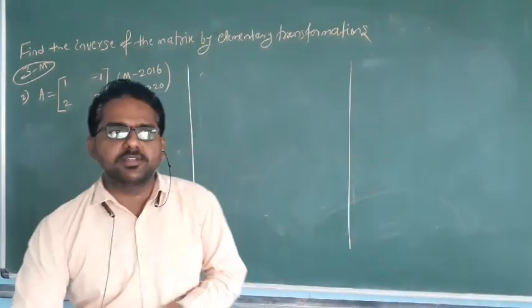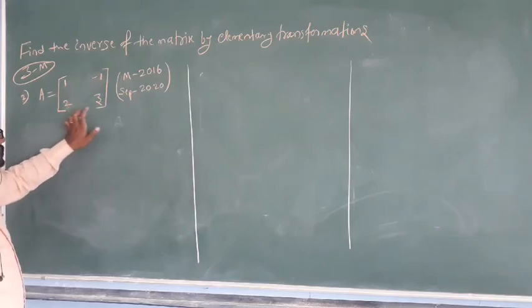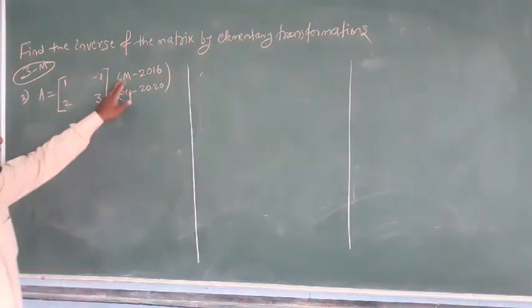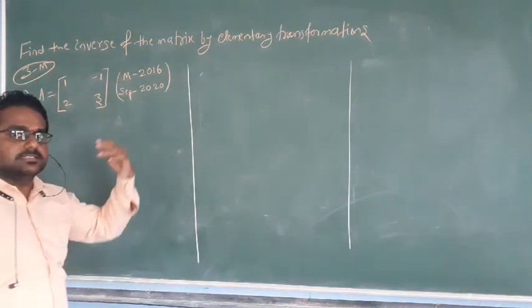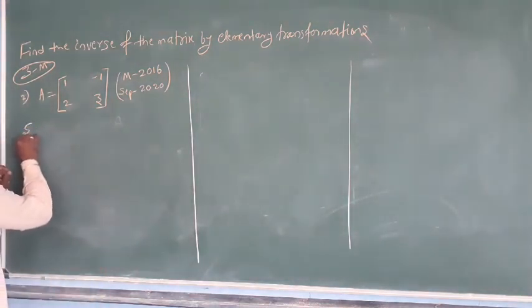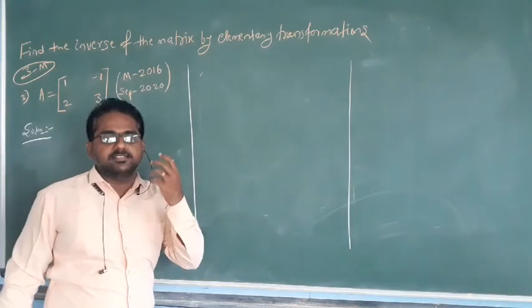The next problem, students: A equals 1 minus 1, 2, 3. It was repeated twice, in March 2016 and September 2020 supplementary examination. In the last problem I performed the row operation and found the inverse of the matrix.